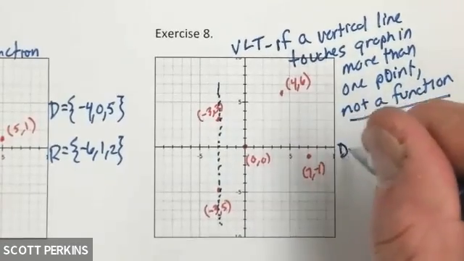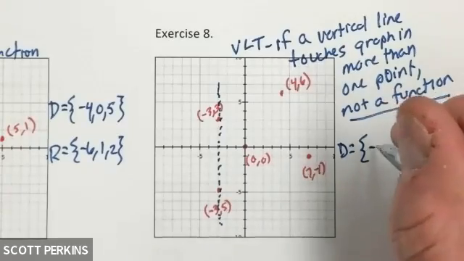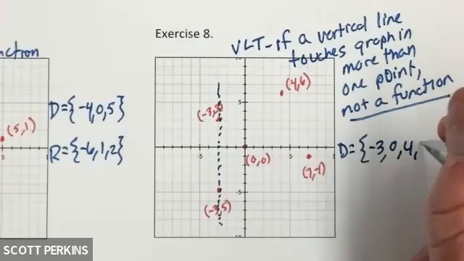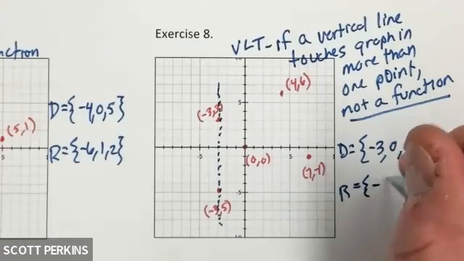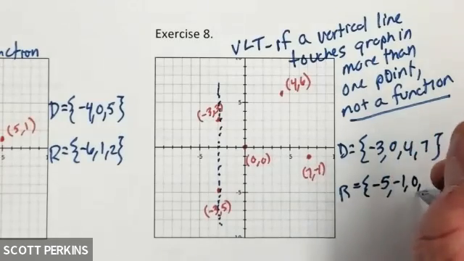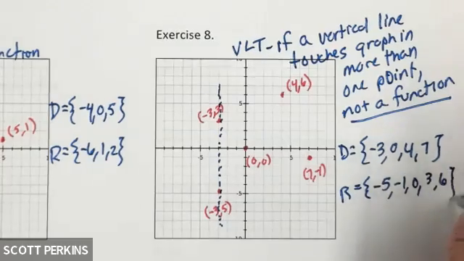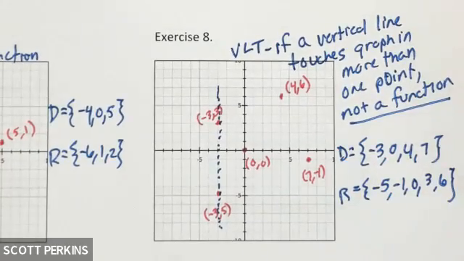I asked you to write the domain and the range. So the domain of this is -3, 0, 4, and 7. The range of this is equal to -5, -1, 0, 3, and 6. Anybody got anything different that we have to talk about?